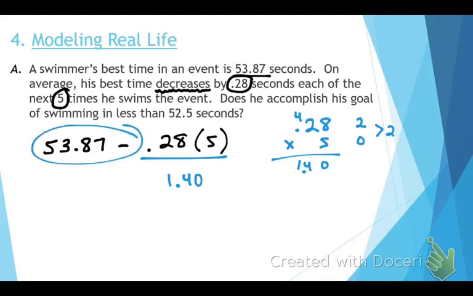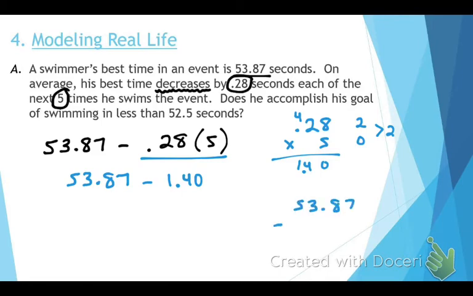What should I do with this? Let's bring it down. Bring down the 53.87 and please bring down the minus sign. Now all we have left to do is subtract. Please do that and see what answer you get. Gabe, what's your answer? 52.47. Excellent.